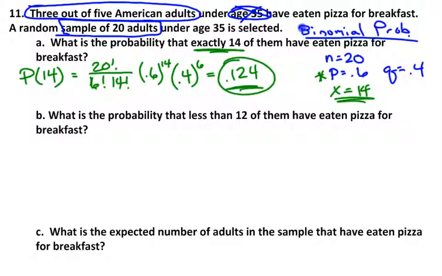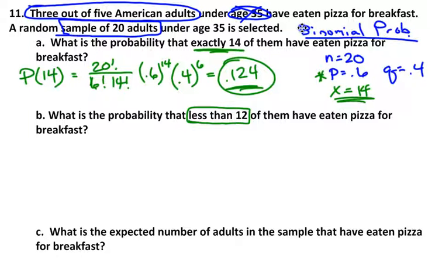Now part B asks what is the probability that less than 12 of the 20 adults have eaten pizza for breakfast. Well, less than 12 actually means every number starting at the number less than 12, which would be 11, and all down to 0.